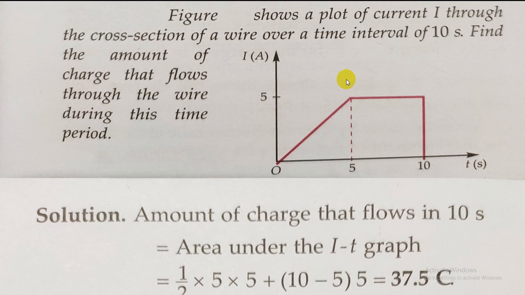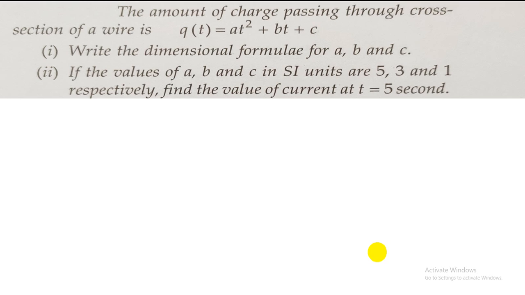So the triangle here, the area of the triangle is half into base, which is 5, into altitude, which is 5, plus this area. This length here is of 5 seconds, so 10 minus 5 is 5, and this is also 5, so 5 into 5 is 25. Here we take the value and we solve it. It comes out to be 37.5 coulomb. Very simple. So I think you all are clear with this. We move to the next one now.